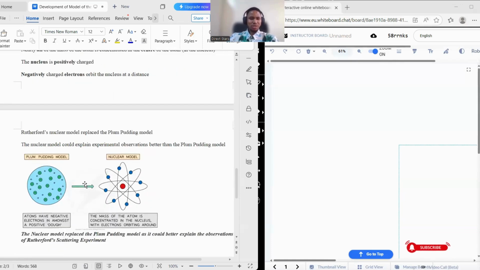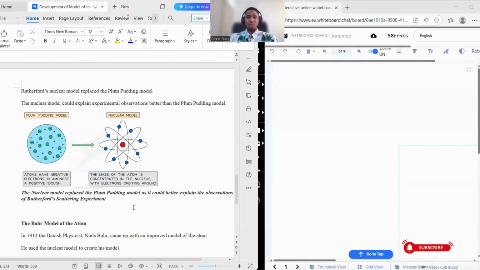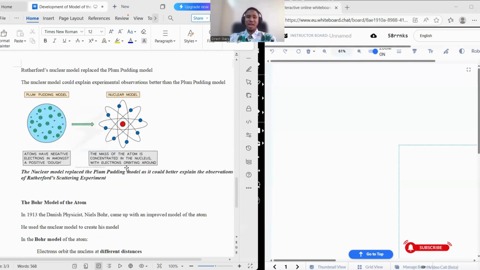So Rutherford made it look in this way, that there is an electron orbiting around the nucleus of an atom, but we still have only the proton in the nucleus. So atoms have negative electrons amongst a positive dough, while the mass of the atom is concentrated in the nucleus with electrons orbiting around it. But after that, then we have another physicist, which is the Bohr model of the atom.